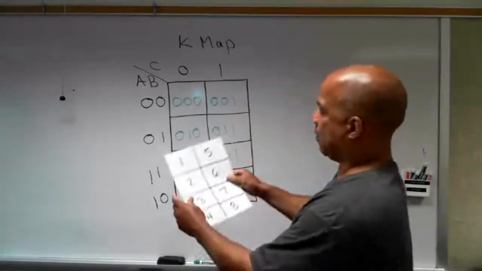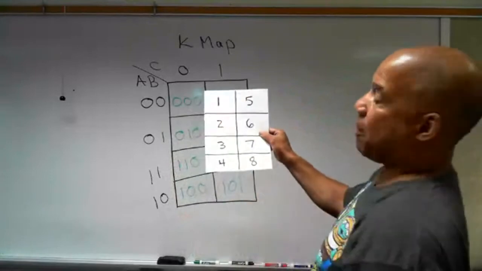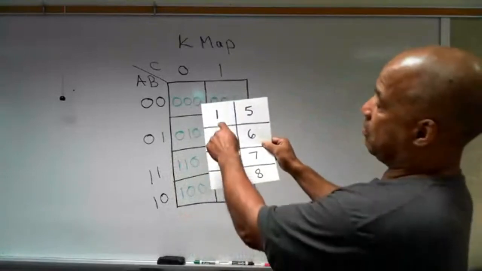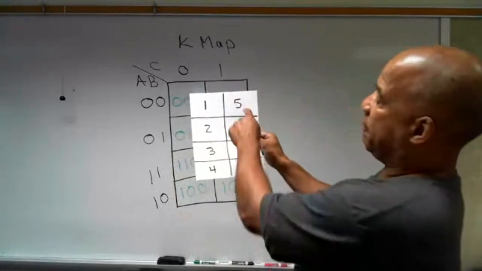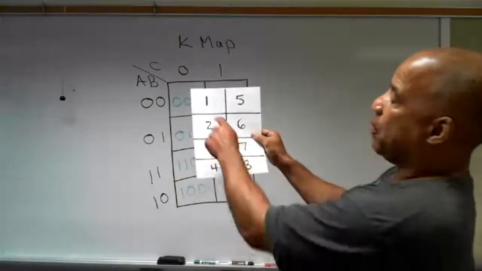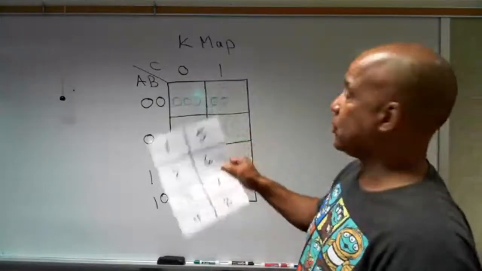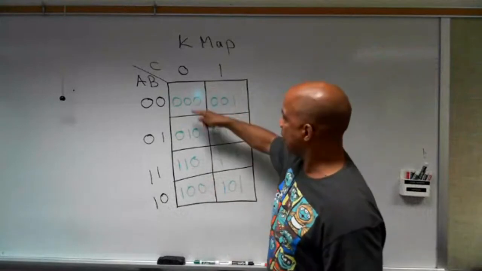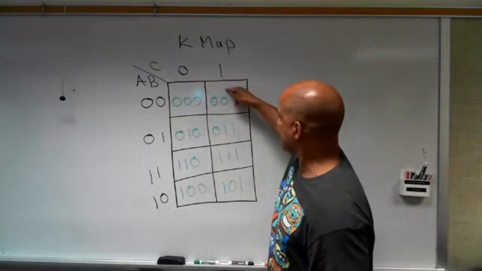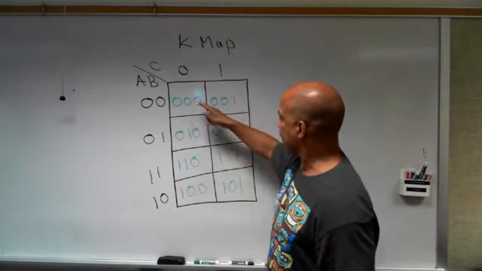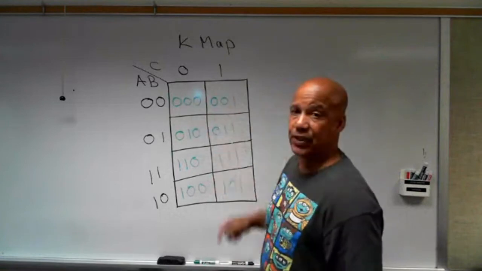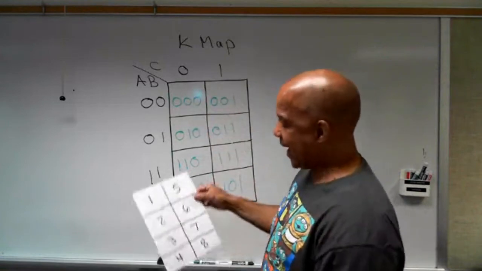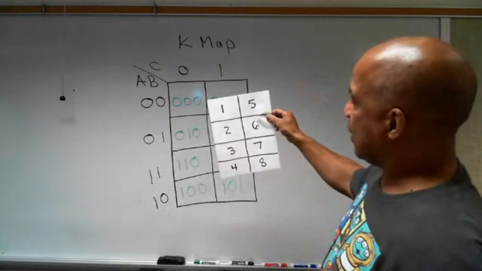So like, if I hold up the paper, 1 and 5 are adjacent, 1 and 2 are adjacent, 5 and 6 are adjacent, but 1 and 6 are not adjacent. So adjacencies don't work across a diagonal. This cell and this cell, they're adjacent. This cell and this cell are adjacent. But if it's a diagonal, these cells are not adjacent. So diagonals are not adjacent.